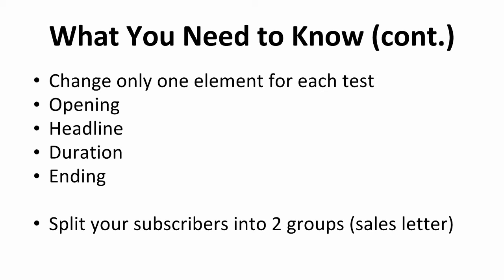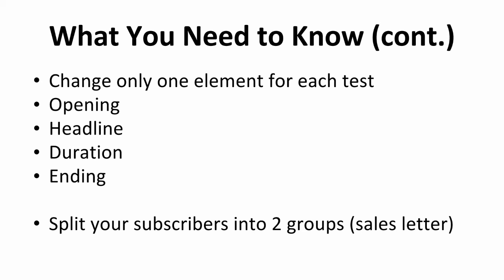The elements that you can test on are the opening, headline, duration of the video, and the ending. The opening serves a vital role to create the first impression to the visitors. You can do a split testing on the choice of words you are using or the way of introducing your product. Moving on, the second element you can test on is the headline of your sales video. Same as your opening, headline creates the first impression to your visitors as well.